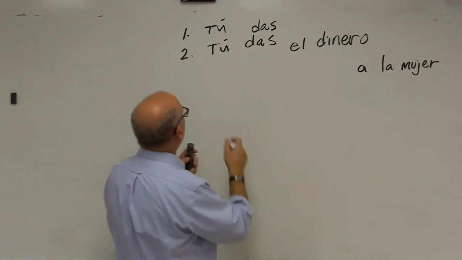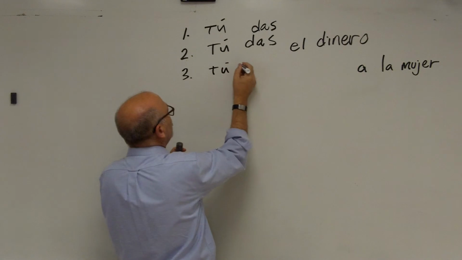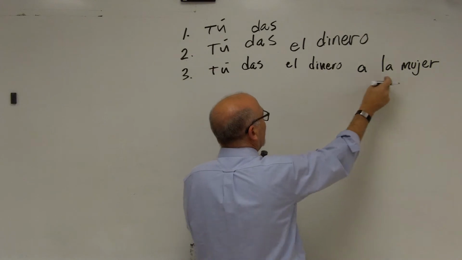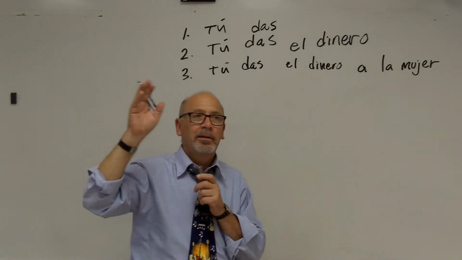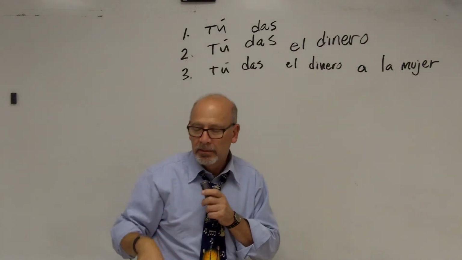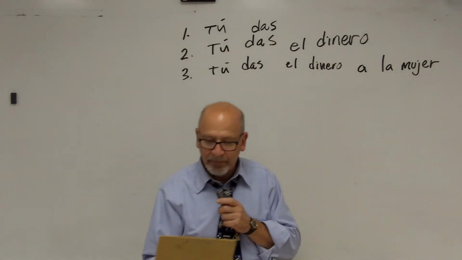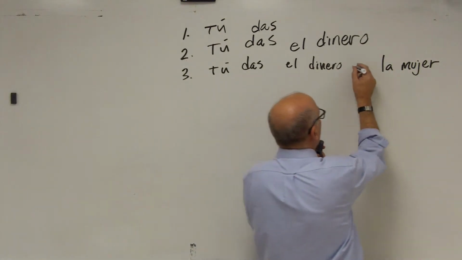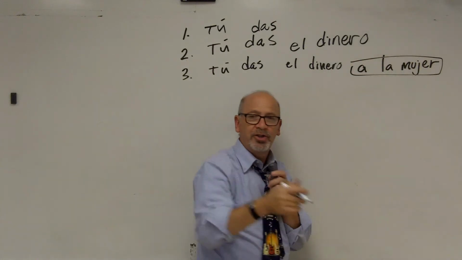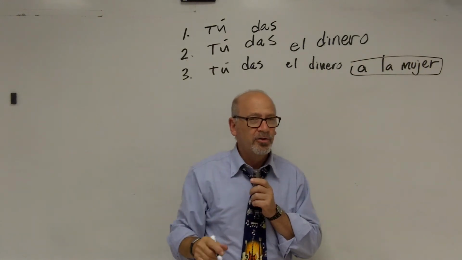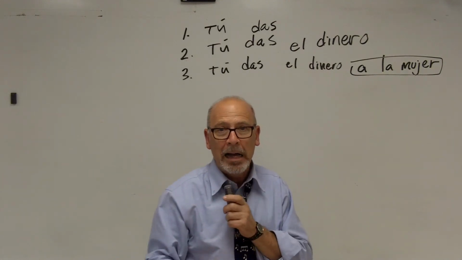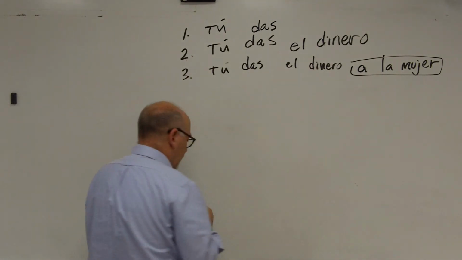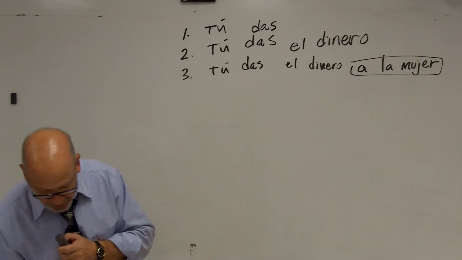You're back. Here we go. Number 3, you wrote tú das el dinero a la mujer. Okay? Now, we're going to change this up a little bit. Instead of saying 'you give money to the woman,' you're going to take 'to the woman' and change it to 'her.' It answers the question 'to or for whom.' So what is that going to come down to? You already know. You're getting good at this, I'm sure.